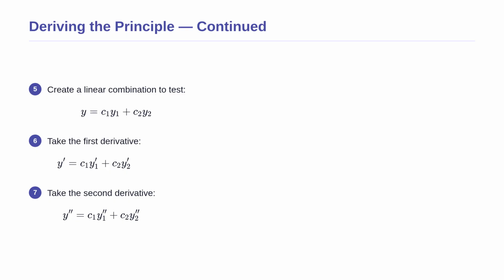To plug this new combined function into the differential equation, we first need to find its derivatives. Because the derivative of a sum is the sum of the derivatives and constants simply pull out to the front, taking the derivatives is straightforward. We apply the derivative operator to each piece individually to get the first derivative and then repeat the exact same process to find the second derivative. We now have all the pieces needed for substitution.